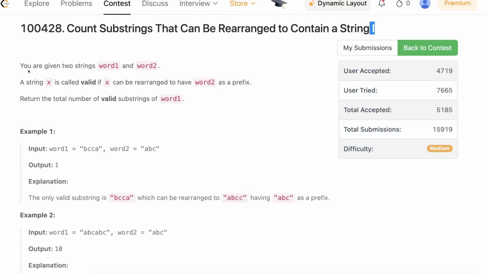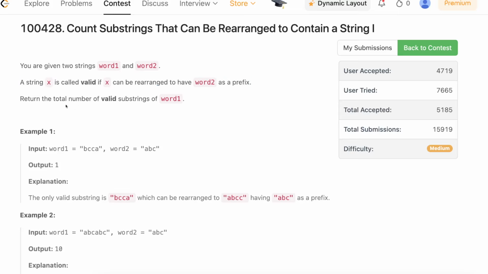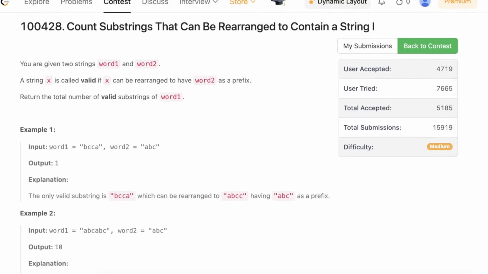So let's get started. The problem states that you're given two strings, word1 and word2. A string x is called valid if x can be rearranged to have word2 as a prefix. Your task is to return the total number of valid substrings of word1. So let's take an example. Let's say word1 is BCCA and word2 is ABC.